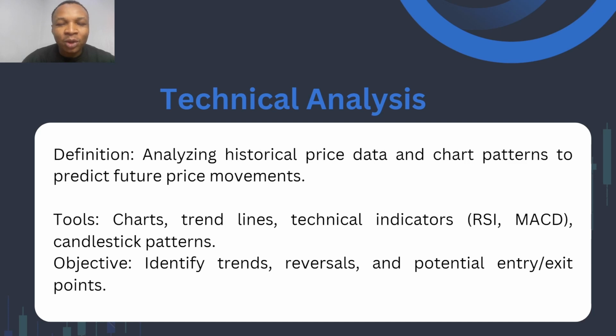And the objective is to identify trends, to identify reversals, and to identify potential entry and exit points. So when we are able to identify trends, we now know how to take advantage of it. We know how to enter and when to exit. We also use it to identify reversals of these trends. Okay, so this is what we do when we talk about technical analysis.